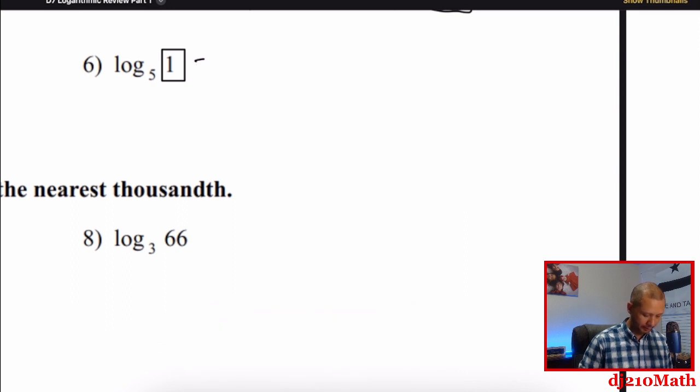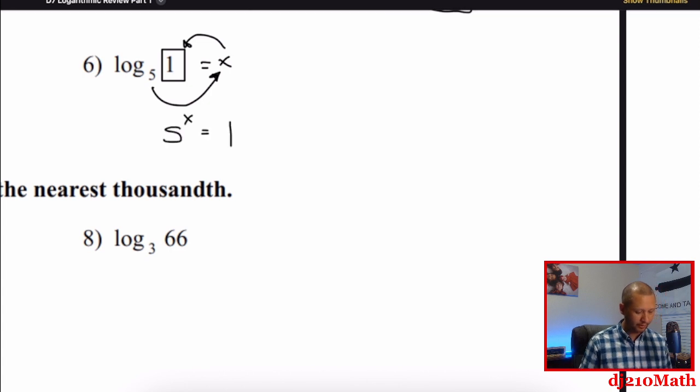Again, let's pretend you didn't know that. So this would mean that this is equal to something, x. So 5 to what power is 1? Here we see the exponent rules: anything to the 0 power is going to equal 1. So x has to be 0. It can only be 0.